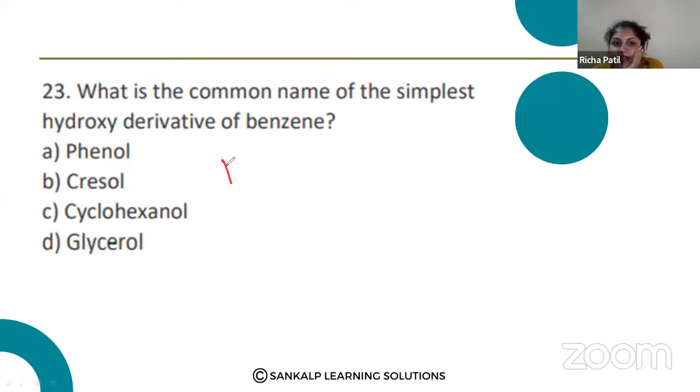Phenol is just a hydroxy group. They have asked you a derivative. Yes, Nandesh, it is B. This is cresol. So it is a derivative. You can derive the cresol from the phenol. So this is the correct answer. We'll go for the next one.